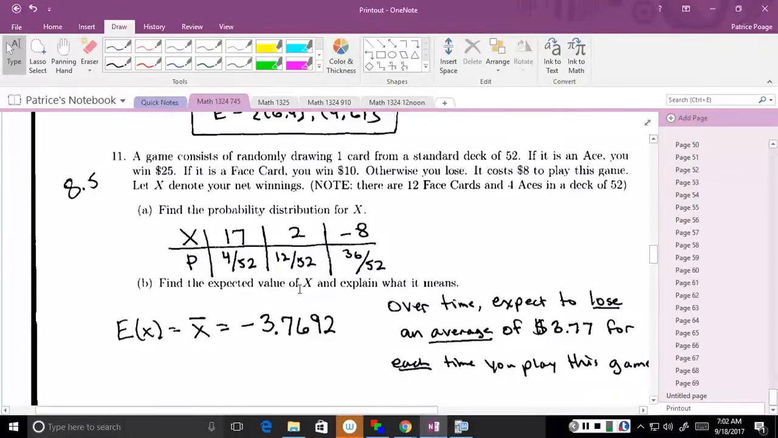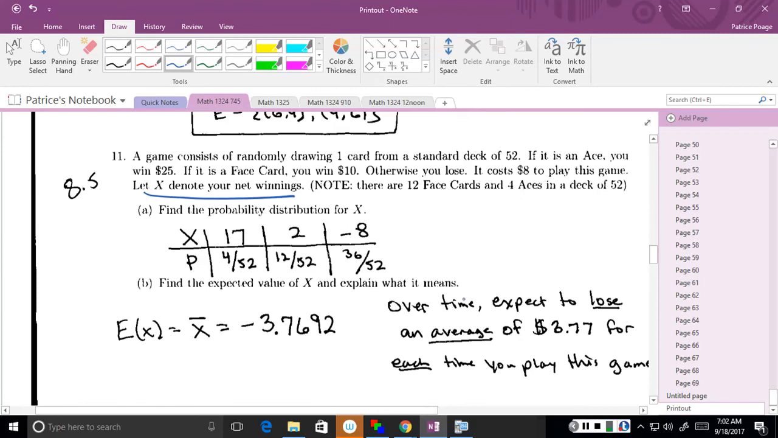A game consists of randomly drawing 1 card from a deck of 52. If it is an ace, you win $25. If it's a face card, you win $10. Otherwise, you lose. It costs $8 to play the game. Let X denote your net winnings. That's how much you win minus what you paid to play. And then if you don't know, there's 12 face cards and 4 aces in a deck of 52.